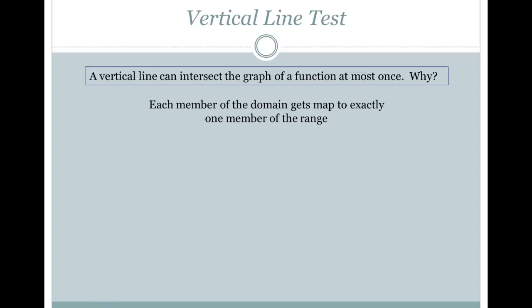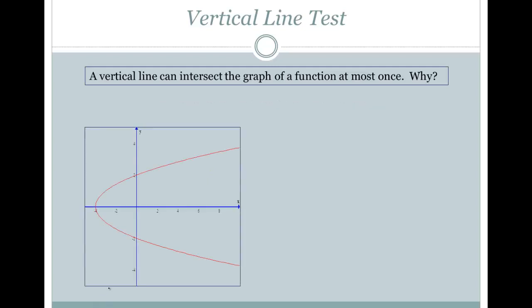So let's look at a couple examples here. Here's an example of a graph. If I look at a vertical line here, we'll see that this vertical line intersects the graph twice. Once up here, once down here. And therefore the vertical line test tells me that this is not a function. Again, this point right here gets mapped to this point in the range and this point in the range, and we know that's not allowed by the definition of a function. So that one's not a function.